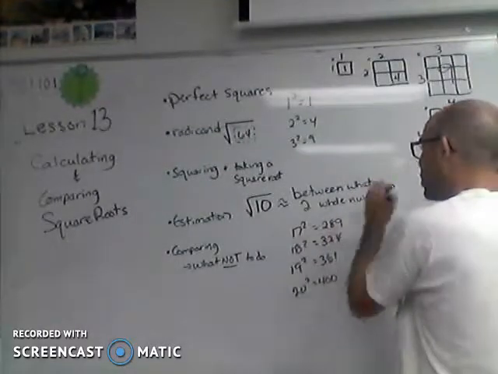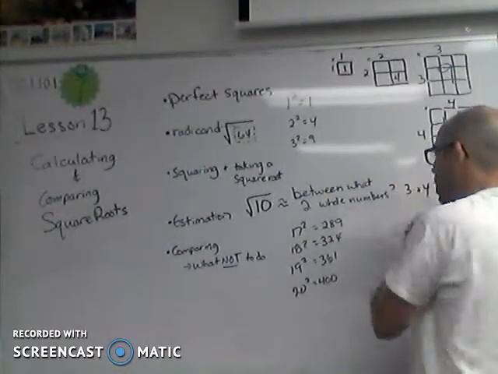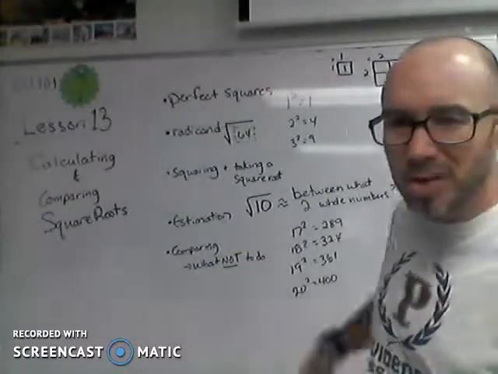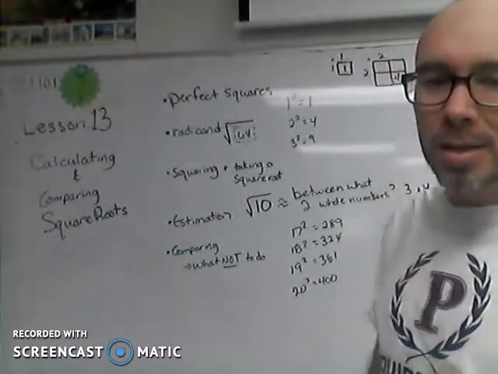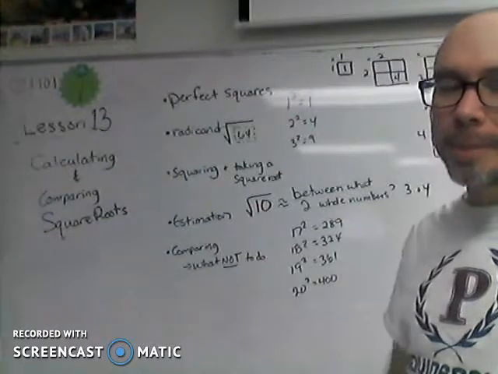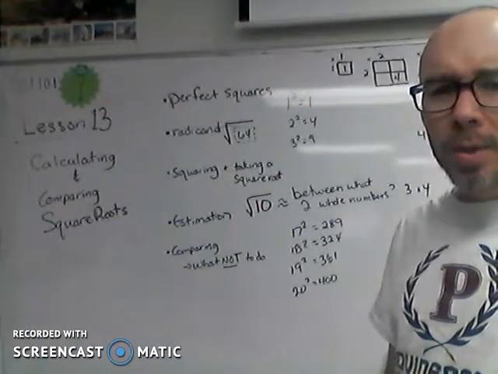I want you to estimate that. You'd say between 3 and 4. It's closer to 3 than it is to 4. There are some fun ways of estimating that to numbers of digits and whatnot, or fractionally. But that's what they're looking for.